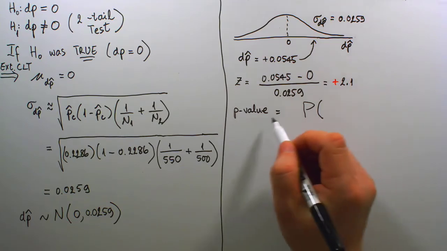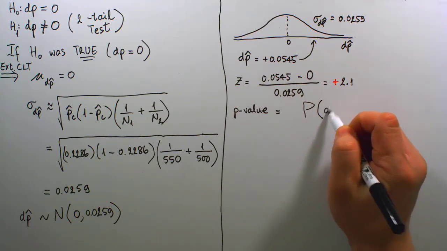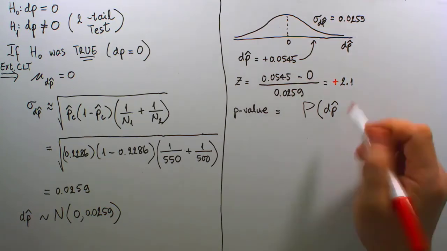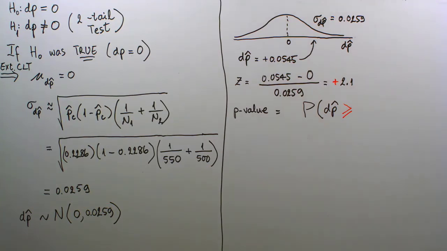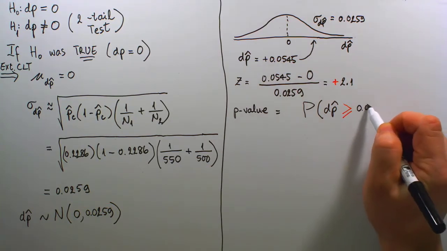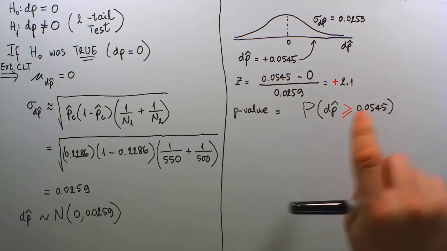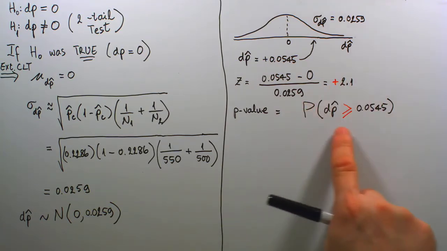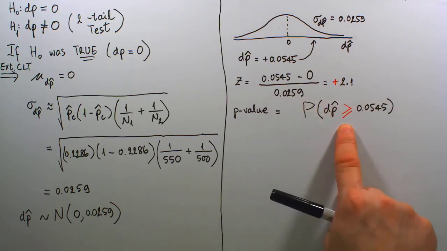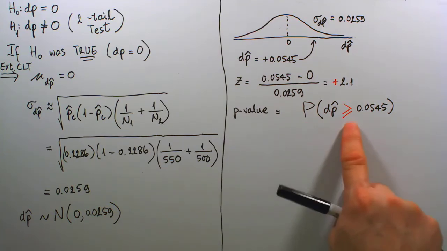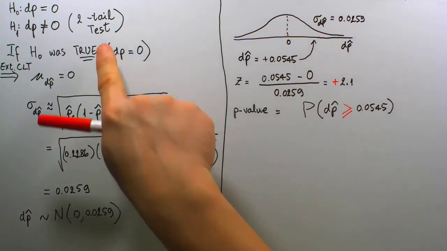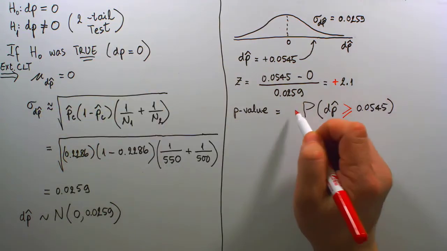So the p-value here is set up as the probability that among all sampling differences in sample proportions, we're going to find one that is greater than or equal to 0.0545. And again, this is the reason why I indicated the sign of our z-score carefully and clearly, because that sign will indicate for us how to set up the p-value calculation. So in this case, I'm setting up the p-value calculation primarily as a right tail probability. And then, being a two-tail test, I am now going to multiply this final probability by 2.